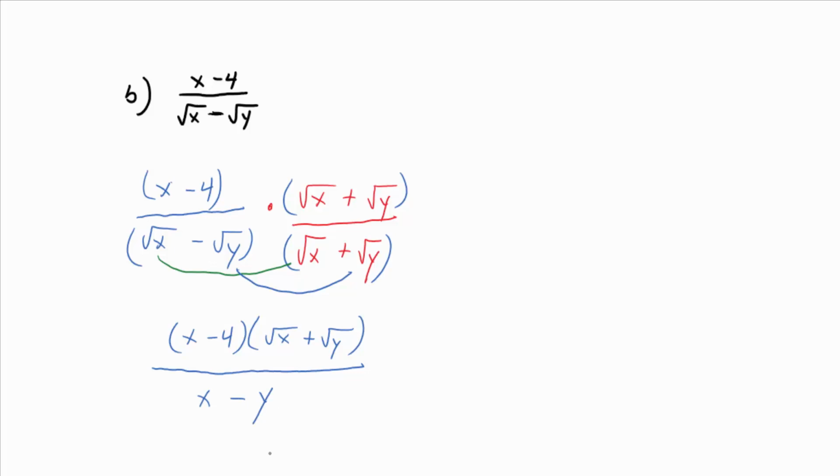Now, if you had a like factor in the denominator with a like factor in the numerator, you would cancel as usual, and you will see some of that in the homework.